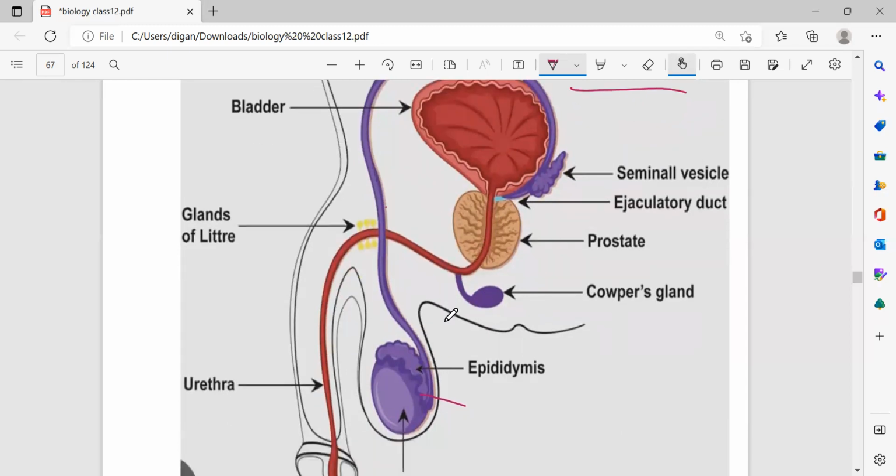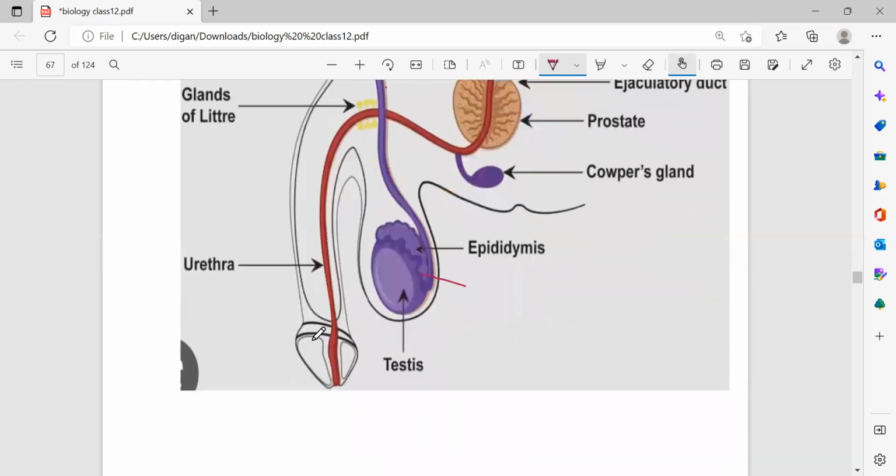When both the duct through which the sperm moves and the duct which comes from the bladder join, they commonly form the urethra, through which the sperm moves and goes to the penis, and from this penis it comes out by the ejaculation process.